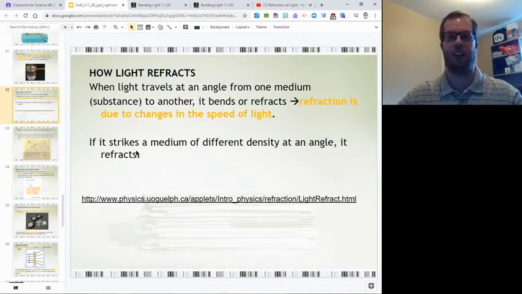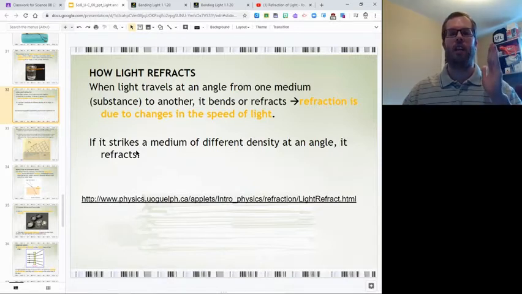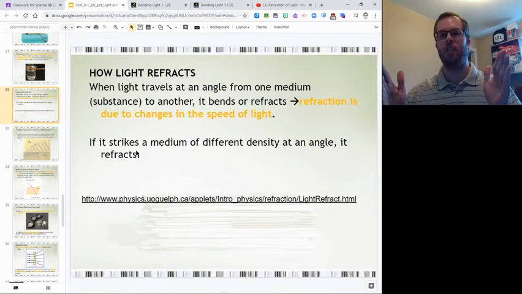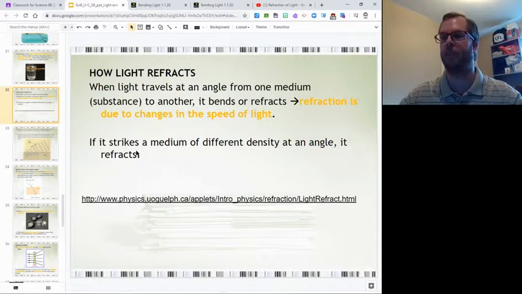So the air is less dense than the water, and therefore as the light transitions from the air to the water, it will bend. And we'll talk about how that looks in diagrams here, because it bends a little bit differently if it goes from the water and transitions to the air. So a big idea that we'll talk about here is going from a less dense to a more dense medium or substance, or the opposite way, going from a more dense material to a less dense material. And that will affect the direction of how light is bent.